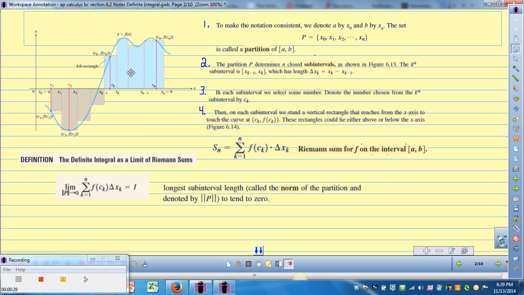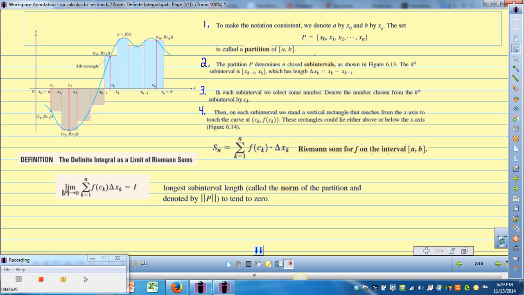So we can break it up into any number of rectangles, and the rectangles can be above or below the x-axis. And the subintervals can be the same size, or we could use subintervals that have different widths. So number 1 just tells us that we're dealing with some section of f of x on the interval from a to b. Number 2 then says we break it up into n subintervals, where we can find the width of each of those intervals by doing the right side, x sub k, minus the left side, x sub k minus 1, to find the width of the interval.